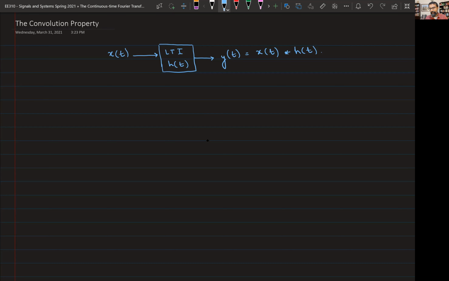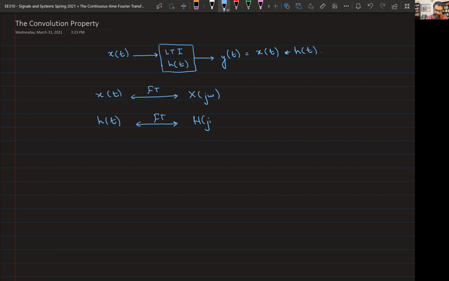And it leads to something which is very, very nice, which is very easy to evaluate. And there's lots and lots of implications, as we're going to see, right? So the problem statement is the following, that if x of t has a Fourier transform, denoted by X of j omega, and the impulse response has a Fourier transform, which is equal to H of j omega.